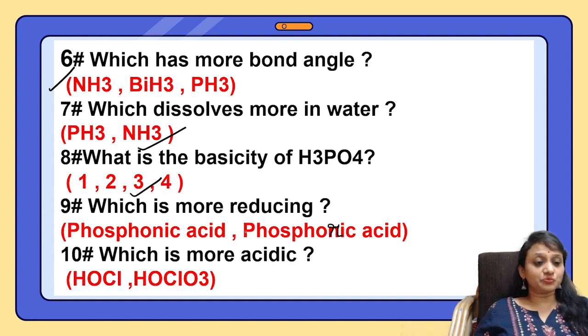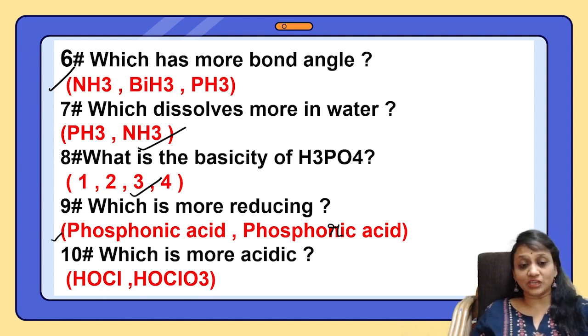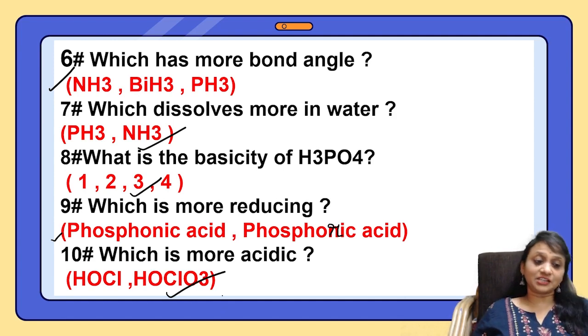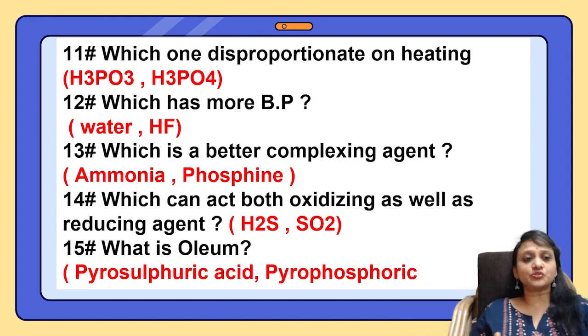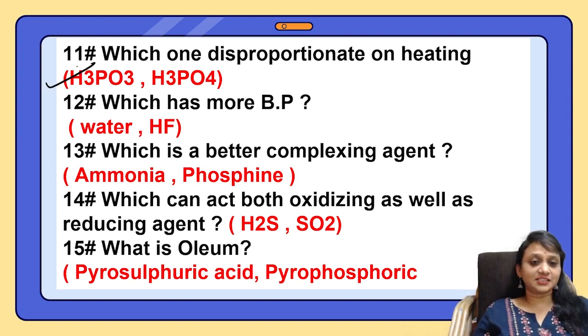Okay. Which is more reducing? Phosphonic or phosphoric acid? Phosphonic acid is more reducing. Remember. Which is more acidic in nature? 10th one. HOCl, HClO3. More number of oxygen atoms, more acidic. Okay. Next question. Which one disproportionates on heating? Which reaction shows disproportionation on heating? H3PO3 or H3PO4? The answer is this.